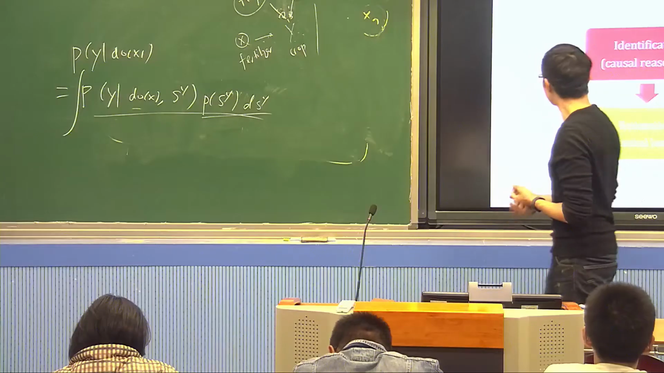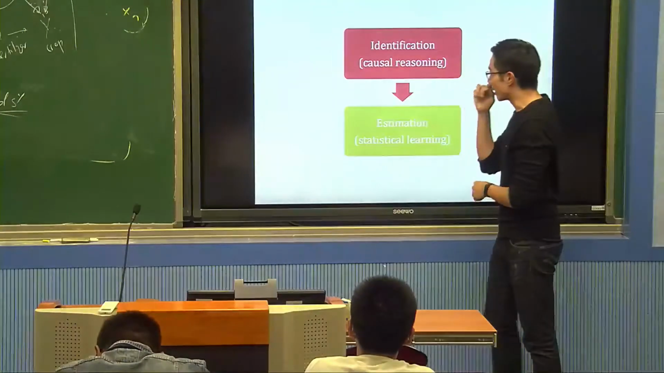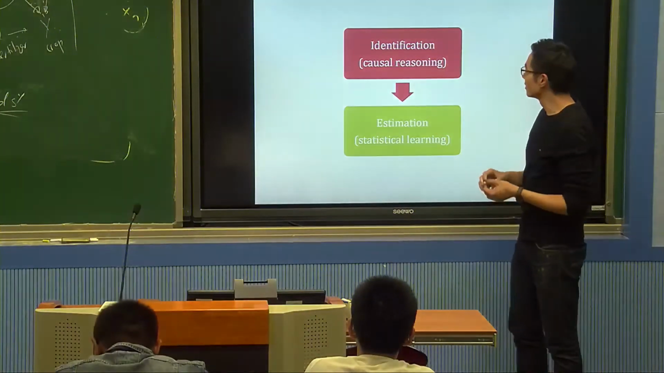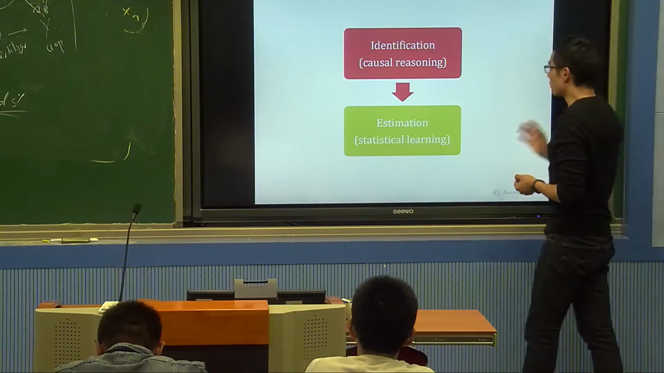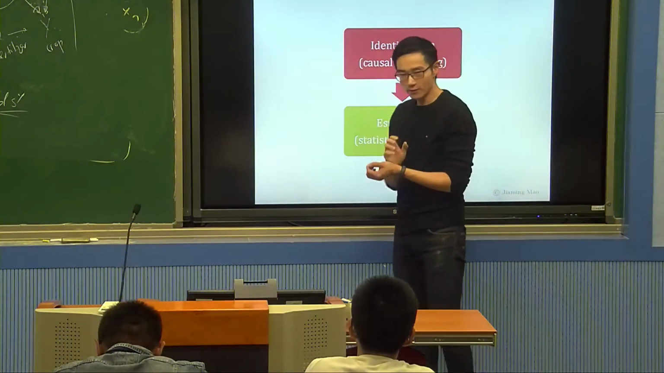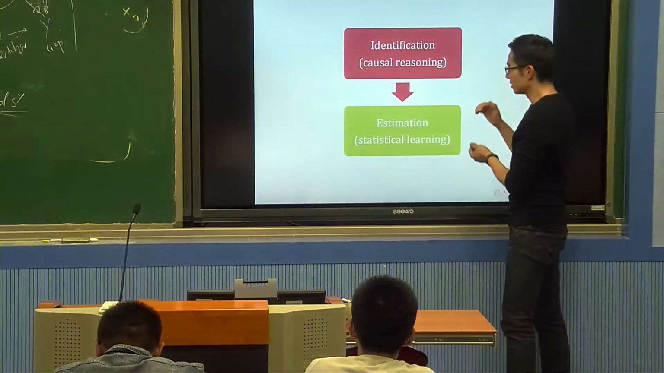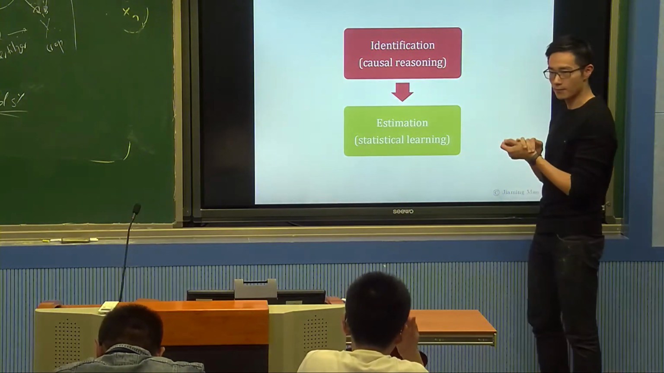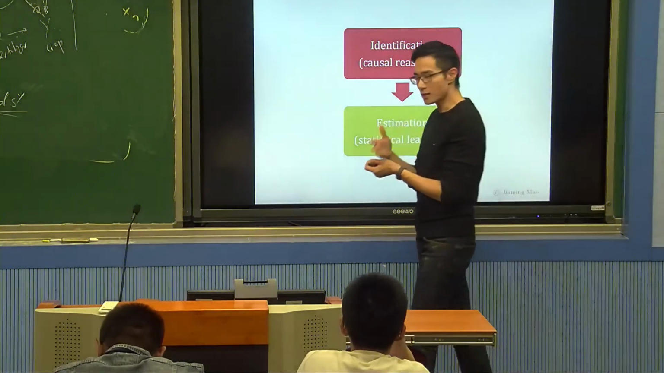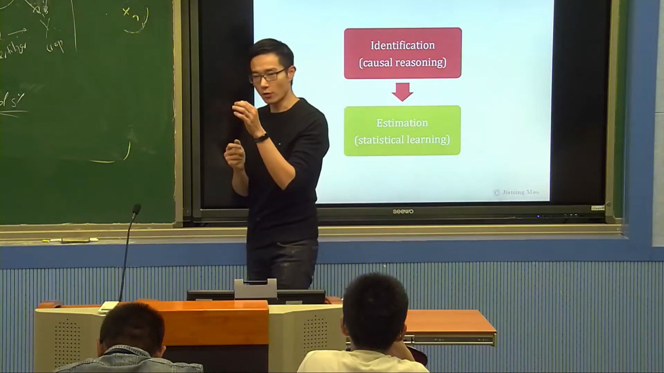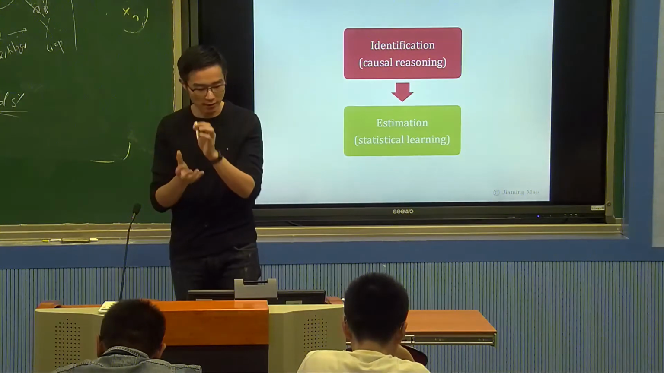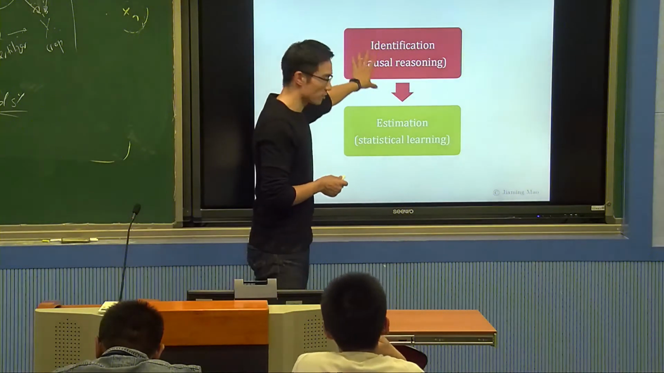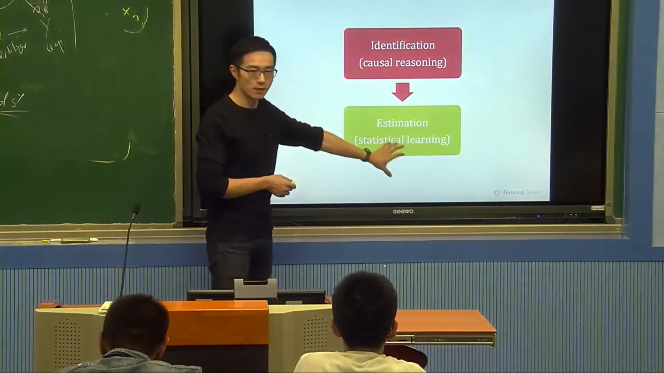So for this introduction, what I can say next is that causal effect learning can be summarized as a two-stage process. Once we want to estimate causal effect, we have this two-stage thing. The first stage is called identification. The second stage is called estimation.